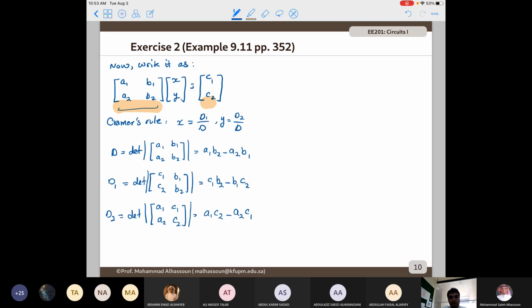Why am I doing this? So you can find it separately, Doctor. Can you repeat the question, Doctor? So why am I doing this? Why am I using Cramer's rule? To simplify our calculation. Exactly. So I'm trying to simplify the calculations.